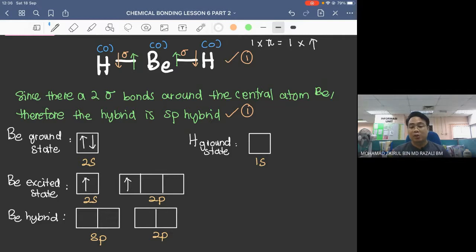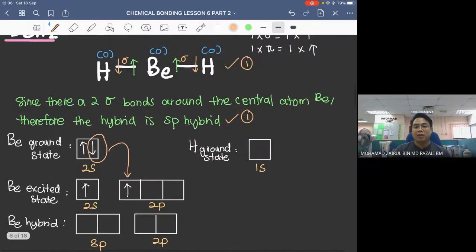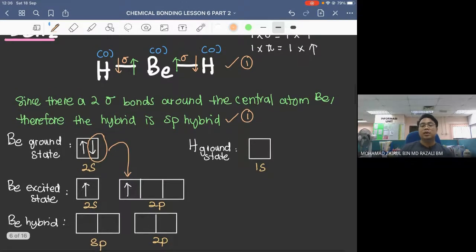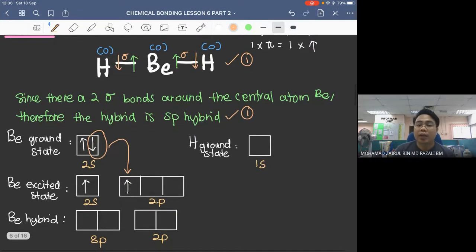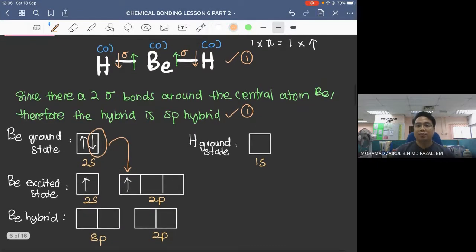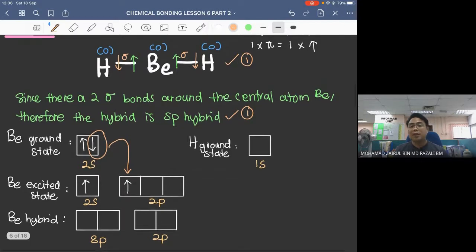Mana datangnya elektron dari 2p ni adalah apabila saya excitekan one of the electron daripada ground state beryllium ni pergi kepada 2p. Sebab apa saya memerlukan 2 single electron? Sebab in order for the beryllium to form bond with the hydrogen, kalau awak tengok dia perlu ada 2 elektron yang tidak berpasangan. Okay, so we know that beryllium ni adalah sp hybrid.